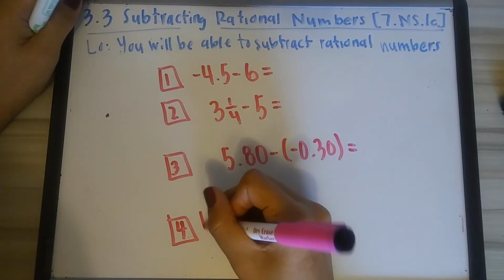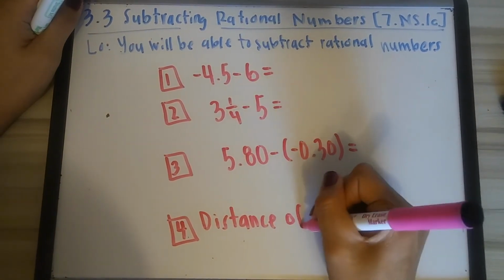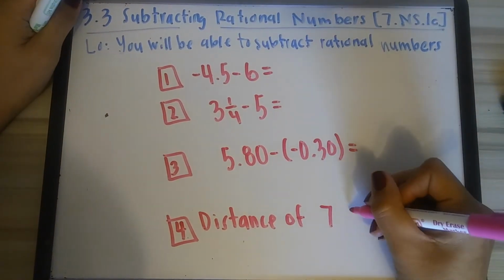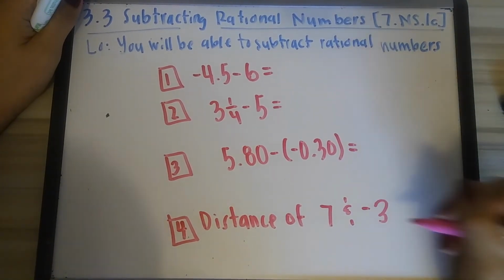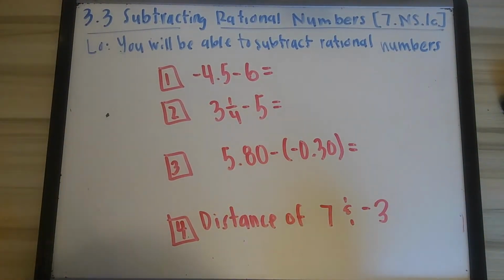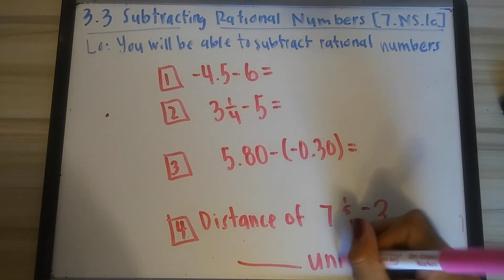Okay, and then this one right here, you're going to find me the distance. So in this one, you're going to find me the distance of 7 and negative 3. So how many units are they apart from each other?